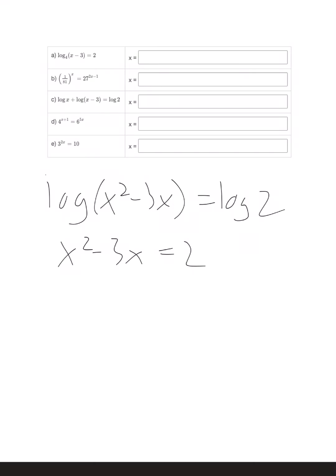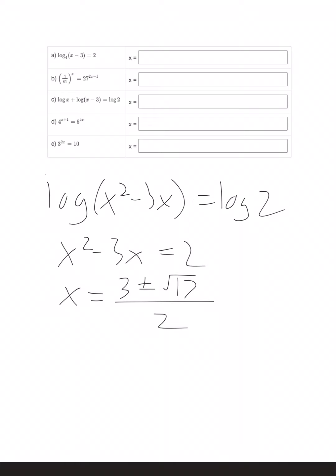I have a quadratic here, so I can try to factor, I can try to complete the square, I can do the quadratic formula. If I move the 2 over, it doesn't actually factor. So my only option here would be either completing the square or doing the quadratic formula. I'm going to skip all the details here. That's not what we're working on. If I do the quadratic formula, I'm going to get down to 3 plus or minus the square root of 17 over 2.